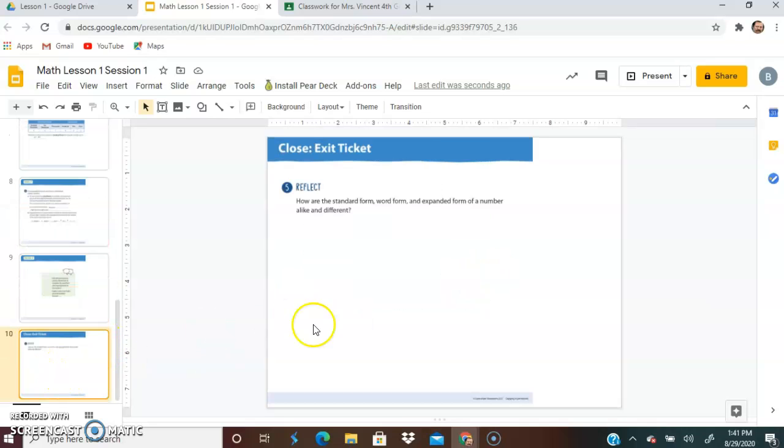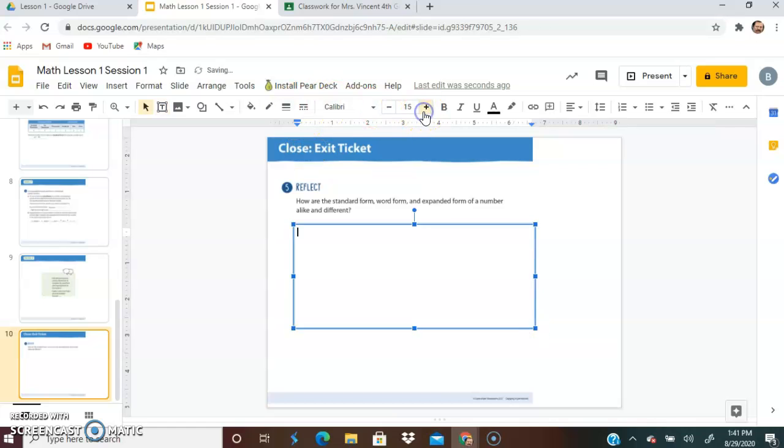Okay, so on our last slide here, how are standard form, word form, and expanded form of a number alike and different? Okay, I'm going to put in a text box here so I can type. Make it big enough for you guys to see a little easier. Okay, one way that they're all alike is that they all show ways to represent the number. They represent the numbers in different ways.